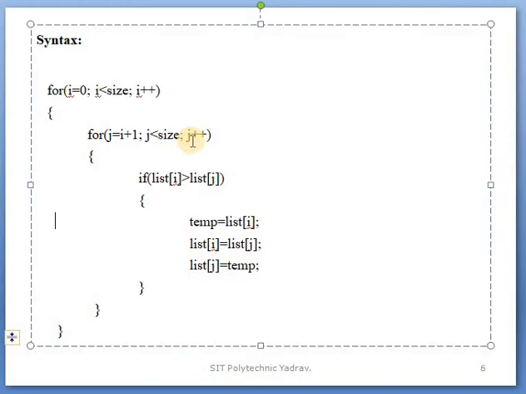After that, j plus plus: j was already 1, so 1 plus 1 is 2. Then list of 0th position is compared with list of 2, the second array position, and again we check if it is greater, then interchange, otherwise not. This process continues until the condition is false. So this logic is used for this method.